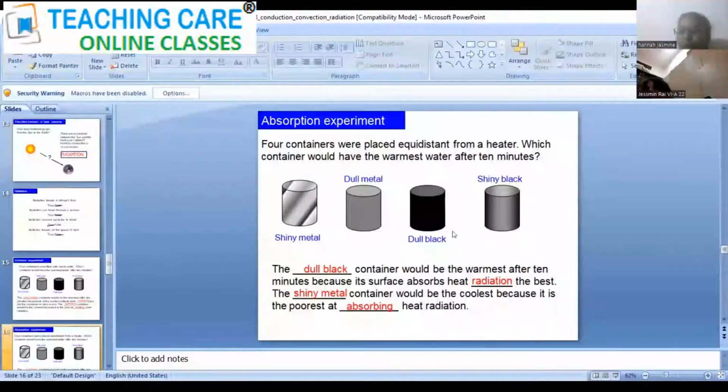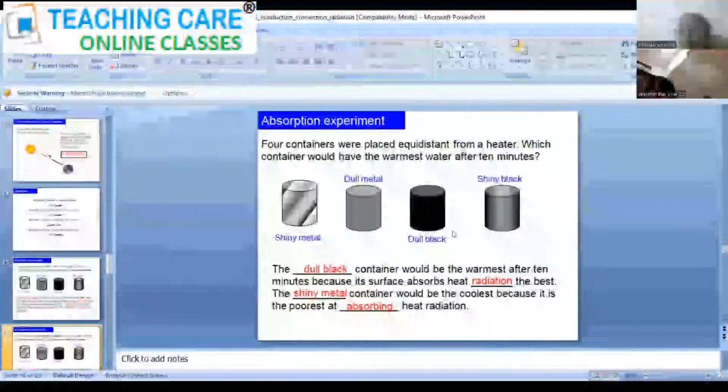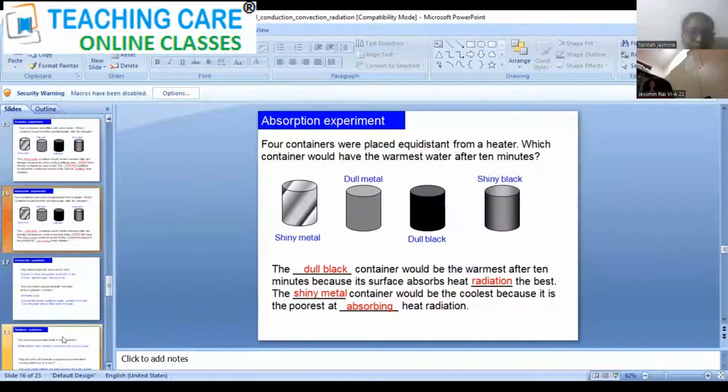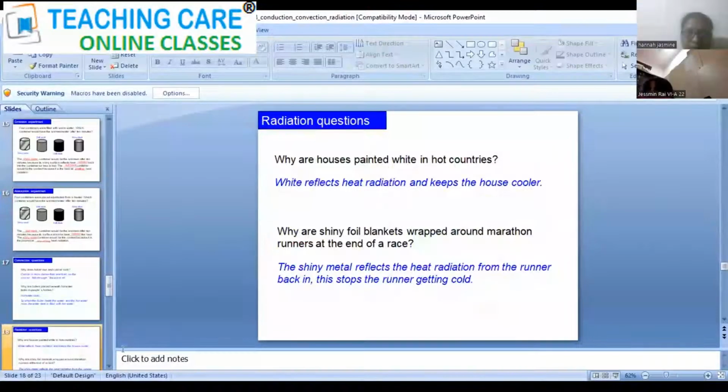So that's why we don't wear black colored dresses when it is summer, right? We always prefer white or lighter shades. Have you ever watched that in countries where the temperature is too high, the buildings are painted in a subtle color or mostly white? Yes, ma'am. Black will absorb heat, whereas white emits the heat. White reflects heat radiation and keeps the house cooler.